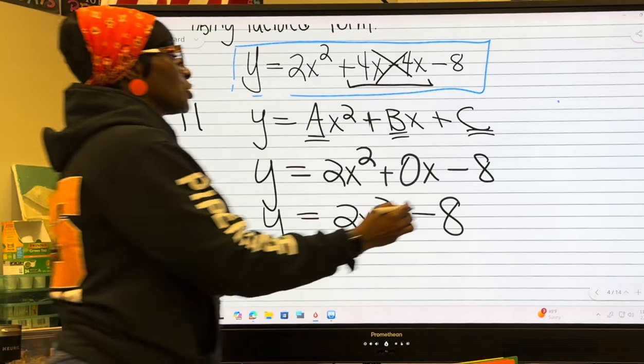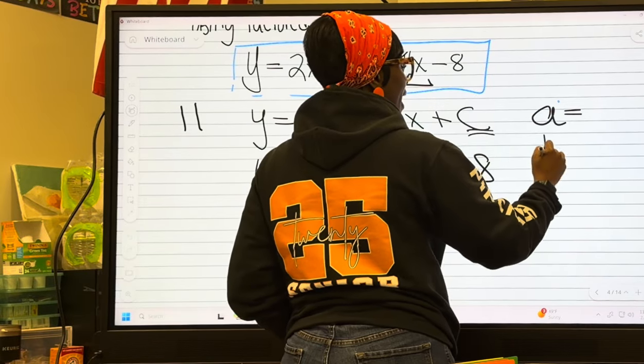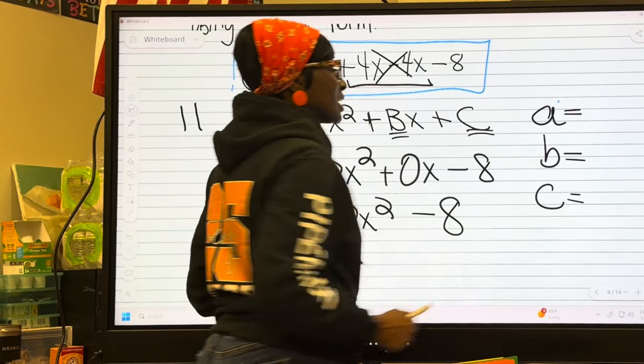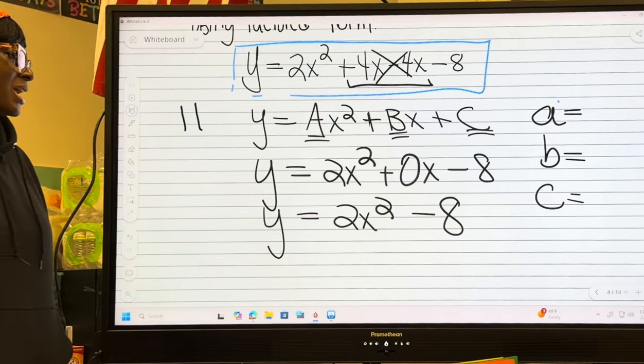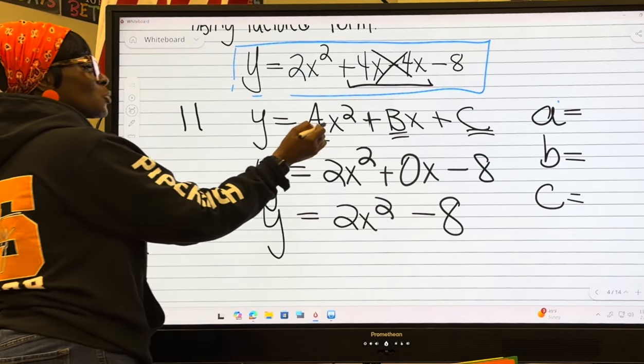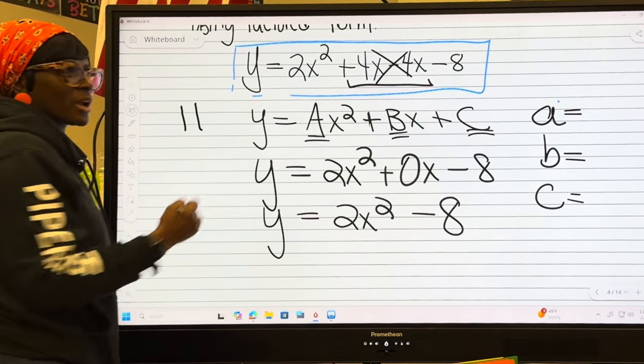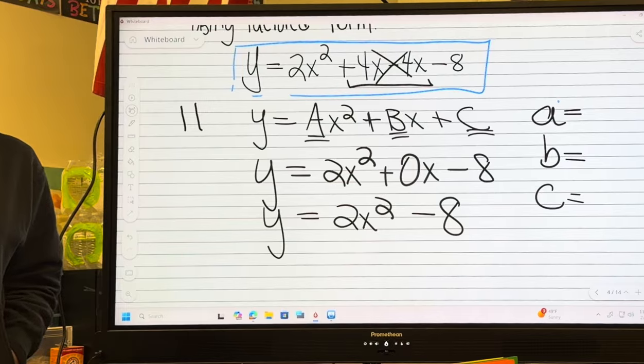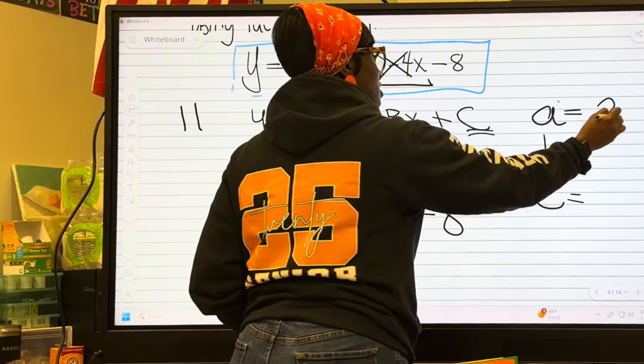Now, what do I want you to do? I want you to identify my A, my B, and my C because these are important things that we got to know for this. What is my A in this quadratic function? Oh, it is not 2x squared. What is my A? 2. It is whatever is attached to x squared. Are you all with me? It's the coefficient. So my A is just 2.